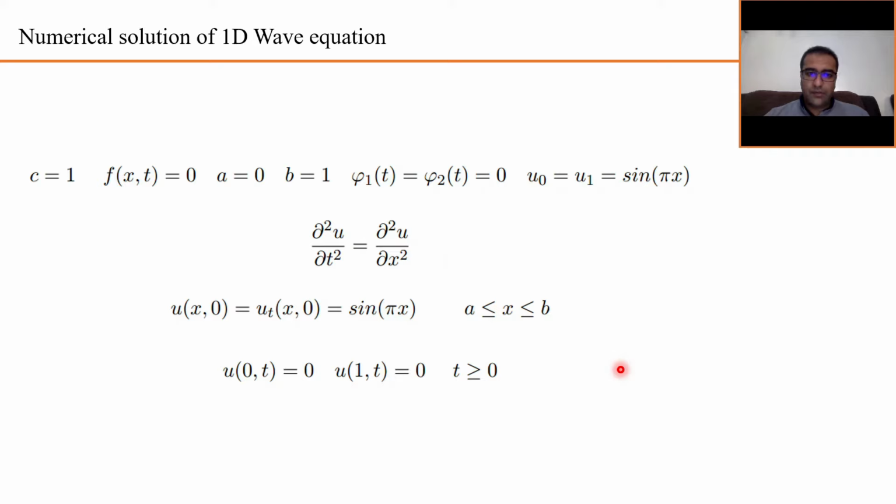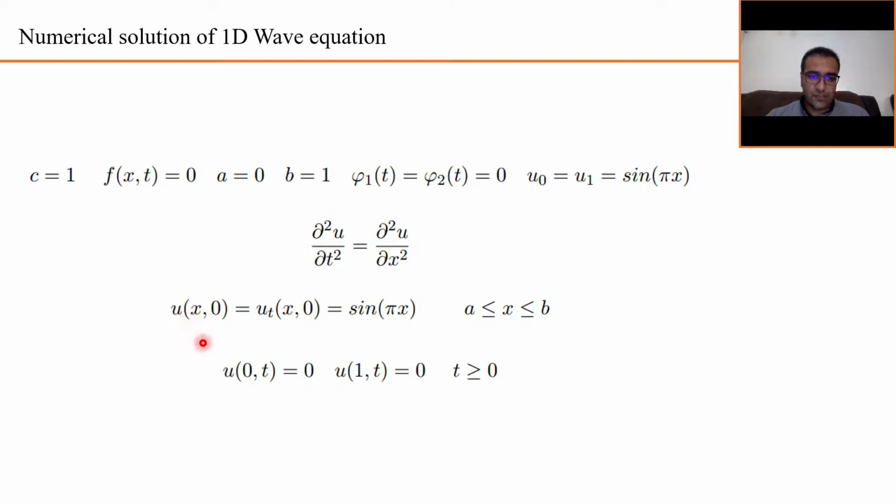If we want to simplify the problem, imagine that c is 1, a is 0, and b is located at 1. Also phi1 and phi2 are 0, and the value of the function at the initial moment and the derivative of the function at the initial moment, which we defined with u1, both of them are sine pi x, right? So by applying this condition, this partial differential equation will be simplified like this.